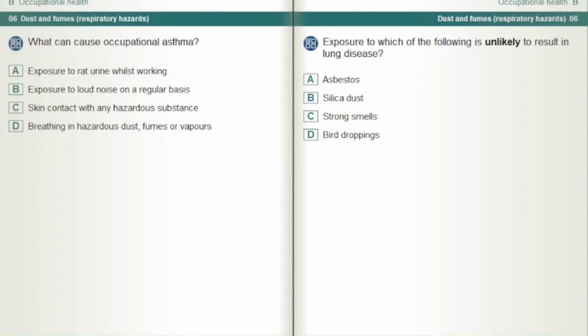What can cause occupational asthma? Exposure to rat urine whilst working. Exposure to loud noise on a regular basis. Skin contact with any hazardous substance. Breathing in hazardous dust, fumes or vapours.